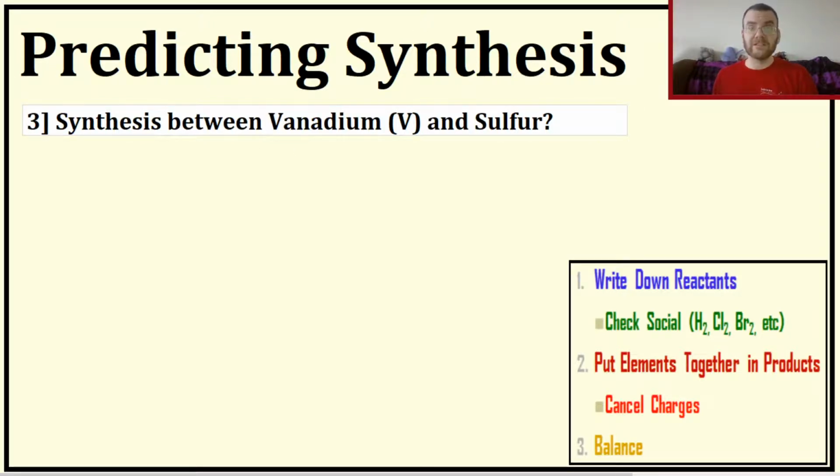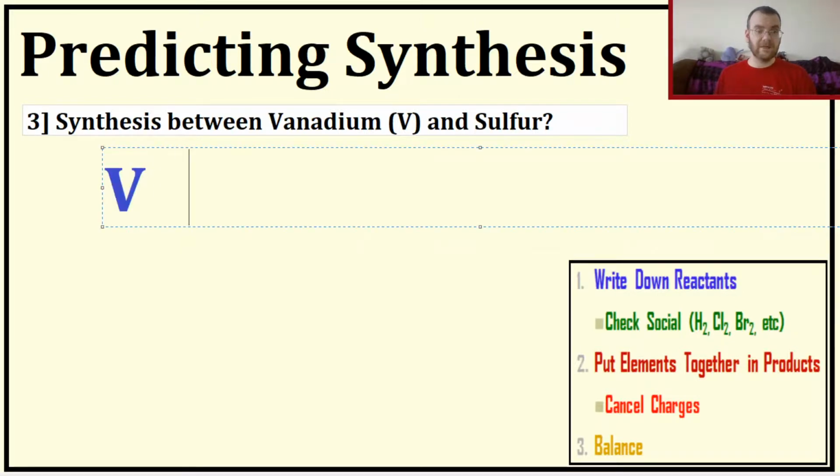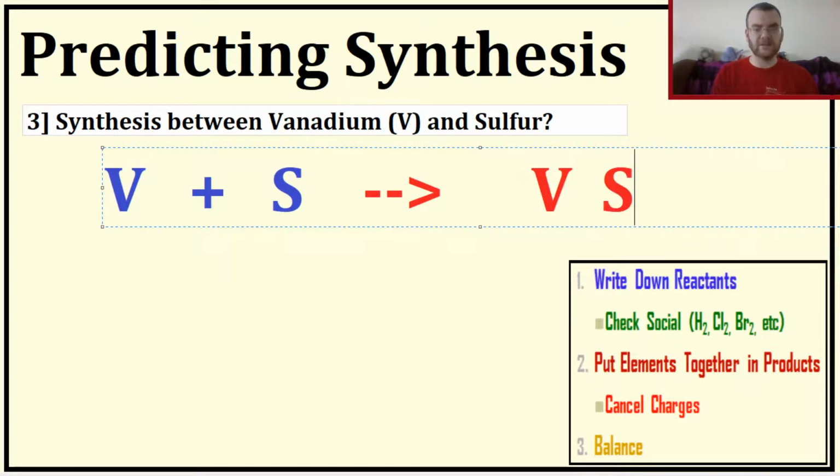So first, again, we are going to work with our putting our reactants down as our notes there say. So we are going to do vanadium and sulfur. Neither of these are social, so life is good. There's really nothing big that we have to do there. Then I'm going to put them together. So I have my arrow, give a bit of space, vanadium and sulfur. Vanadium being positive, it goes first.